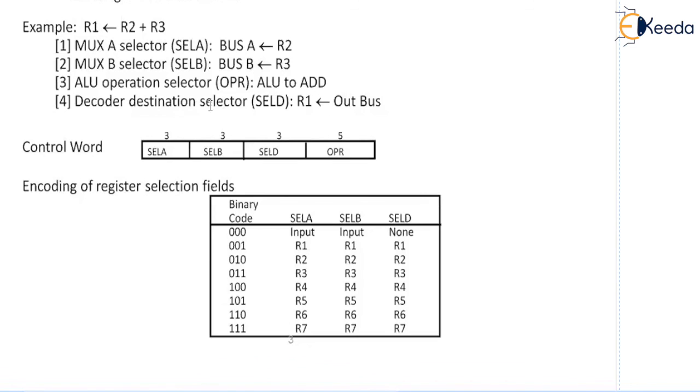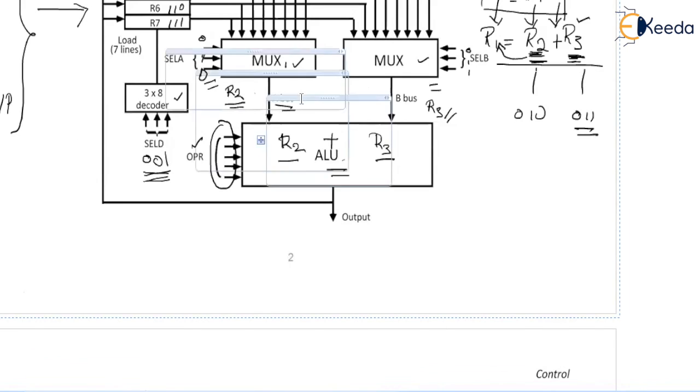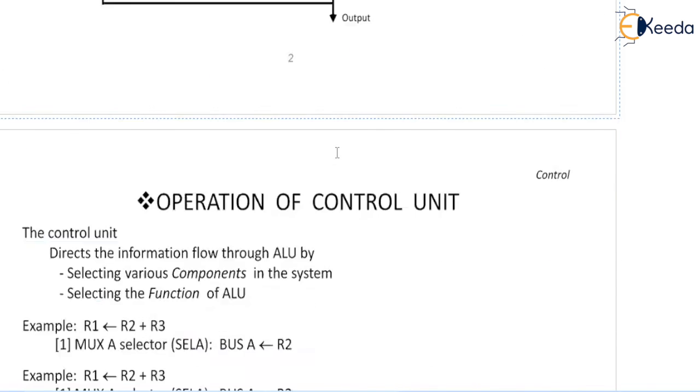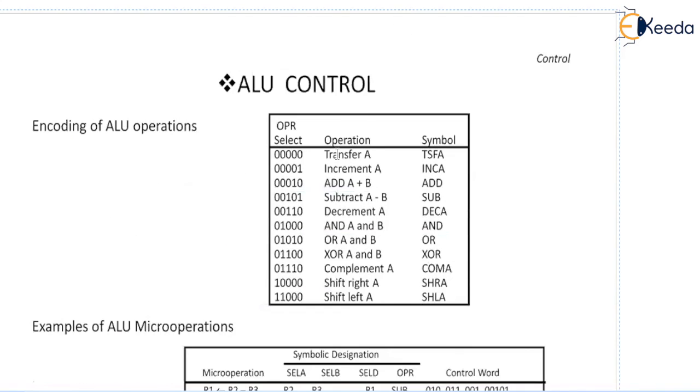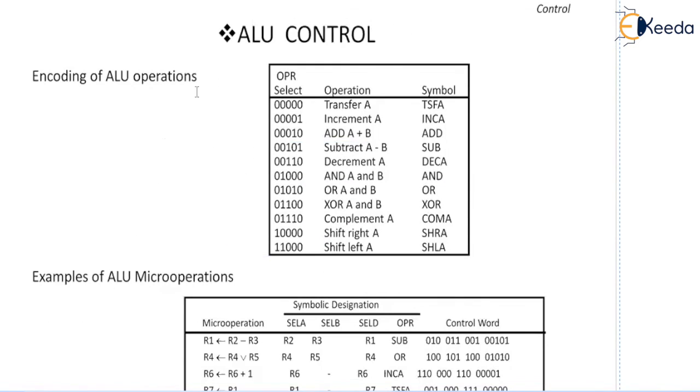Okay. The decoder destination selector, that is select D, is going to select the final register, that is the destination register, R1. From the output bus to R1, the contents will get transferred. This is the output bus. So this is how the operations are going to be performed in the organization. So ALU operations are designed in this way. That is, when 0, 0, 0, 0, 0, transfer A, then here you can clearly see in this table which is for which operation.